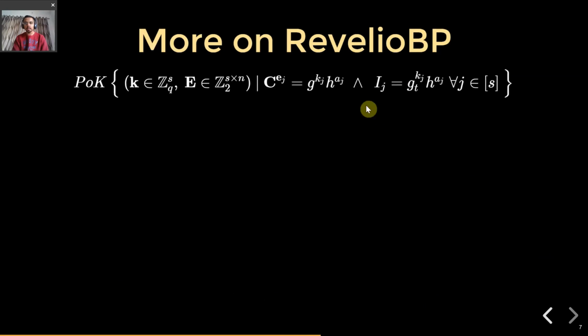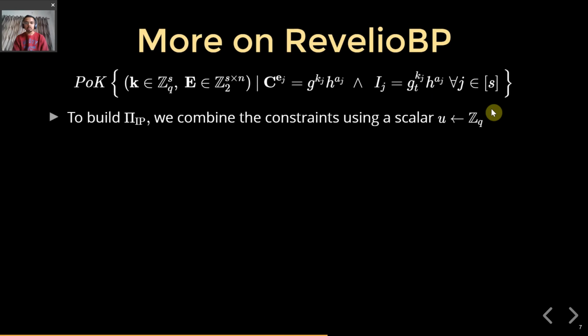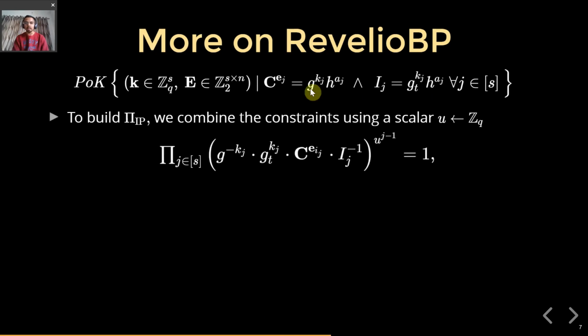Now note that the term H bar AJ is common in both of these. So we can combine this into a single constraint of this form. And further, we can combine all the constraints for J going from 1 to S using random scalars. And on simplifying, we have the following equality, where in the base, we have all the publicly known information, while in the exponent, we have all the secrets embedded.